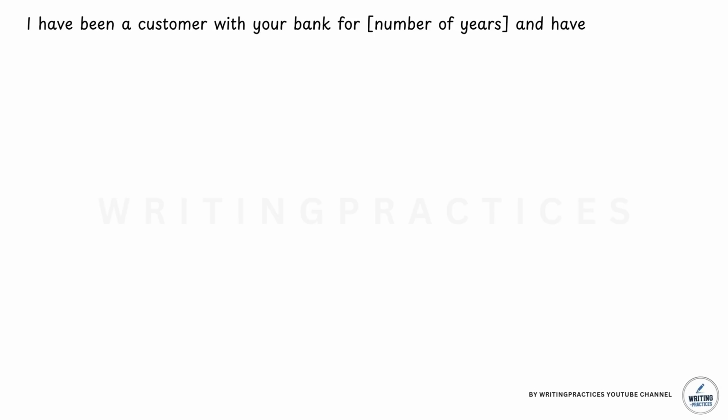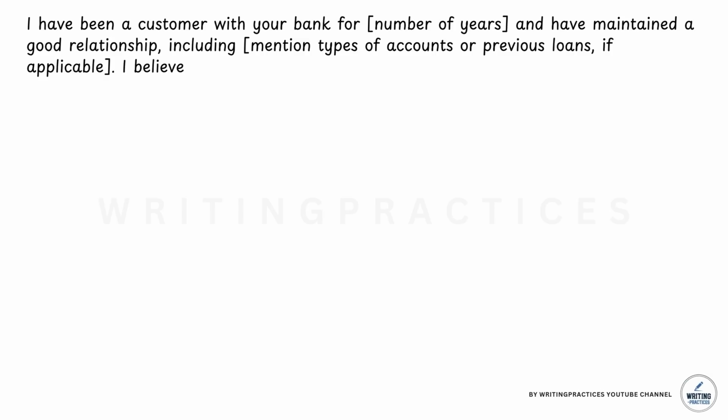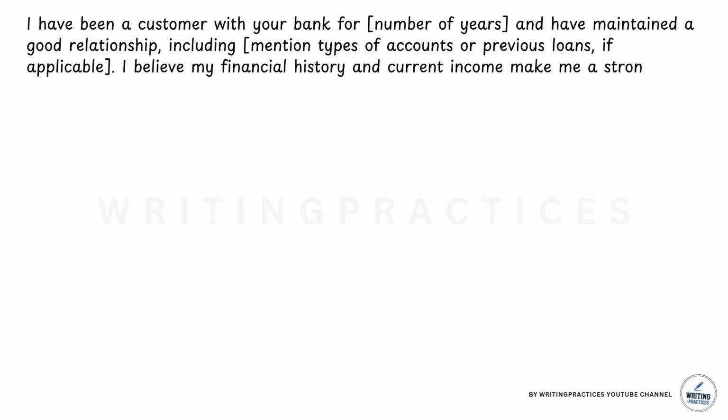Second paragraph, emphasize your relationship with the bank and financial responsibility. Now we move into the second paragraph, where you build your credibility. Talk about your relationship with the bank and your financial behavior. Here's how this might read: "I have been a customer with your bank for over 5 years and have maintained a good relationship, including a checking account, a savings account, and a previous auto loan which I repaid in full. I believe my financial history and current income make me a strong candidate for this loan." Why does this matter? Because lenders want to know that you're trustworthy and financially stable. Mentioning that you've repaid previous loans or maintained a long-term banking relationship builds confidence. If this is your first interaction with the bank, you can instead focus on your credit history and income level.